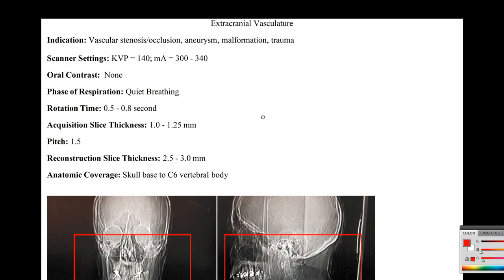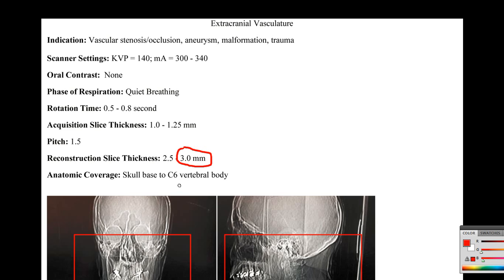Rotation time is pretty much the same as we've been talking about. The acquisition slice thickness is 1.0 to 1.25. We're still utilizing thinner slices, and that brings us to the reconstruction slice thickness being 2.5 to 3.0. Usually for this type of scan, 3.0 will be sufficient as well.